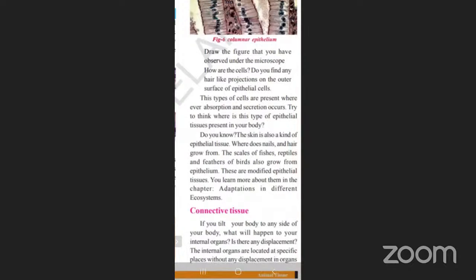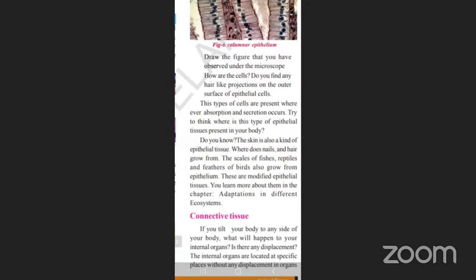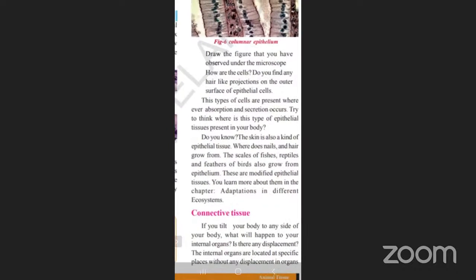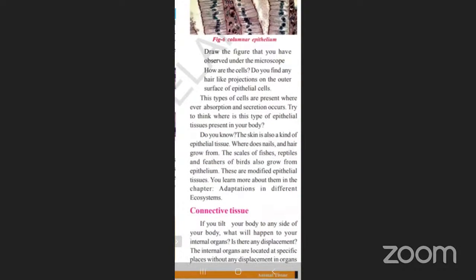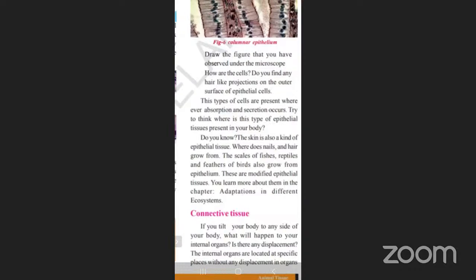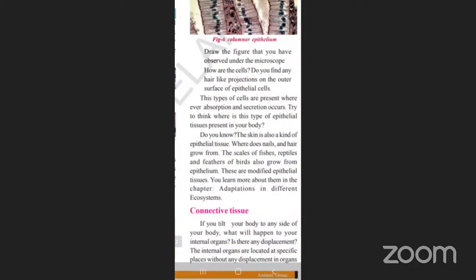Yes, skin is also a kind of epithelial tissue. Where do hair and nails grow from? Right. The scales of fishes and reptiles, like snakes, and the feathers of birds also grow from the epithelium.